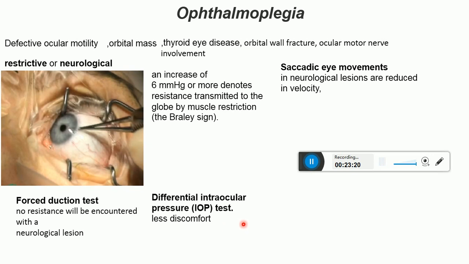Saccadic eye movements, the third one: in neurological lesions they are reduced in velocity, while restrictive defects manifest normal saccadic velocity with sudden halting of ocular movements.